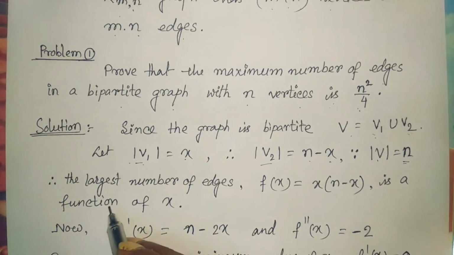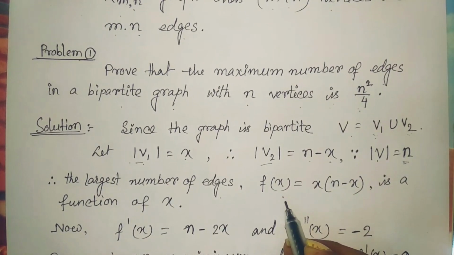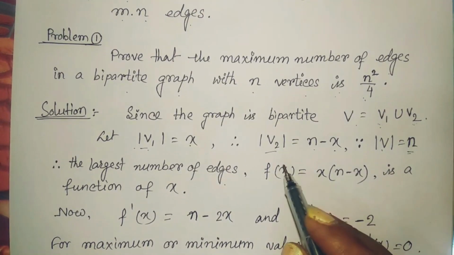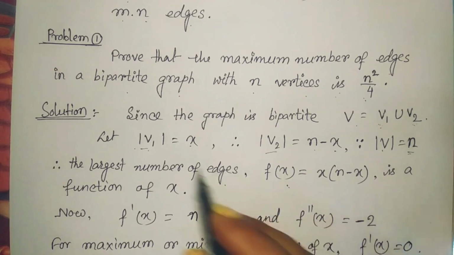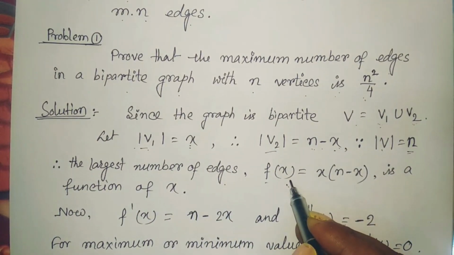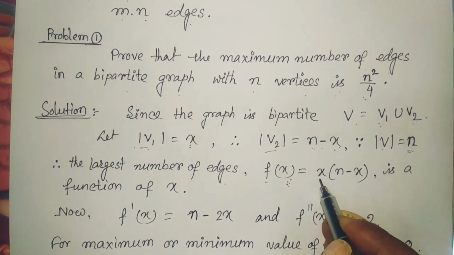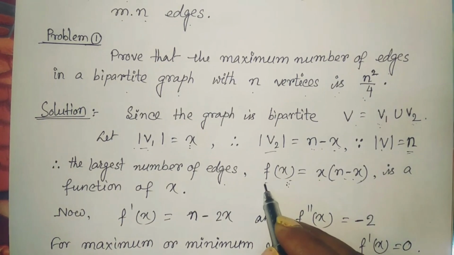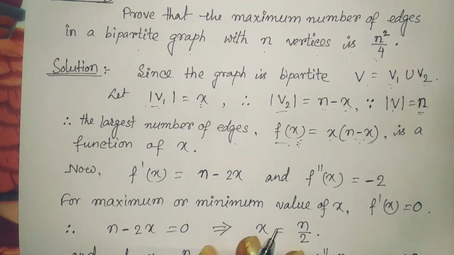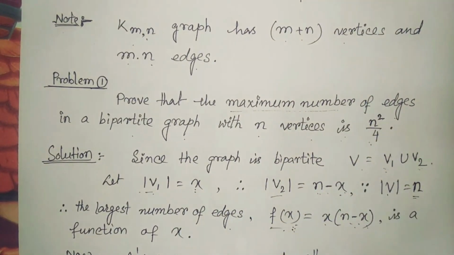So now the largest number of edges is, if it is a complete graph, then we know the number of edges is m cross n. Here it should be x into n minus x. So we can say f(x) is the number of edges, and this number is x into n minus x. So we just form it as a function of x. Now our requirement is to find the maximum number of edges.